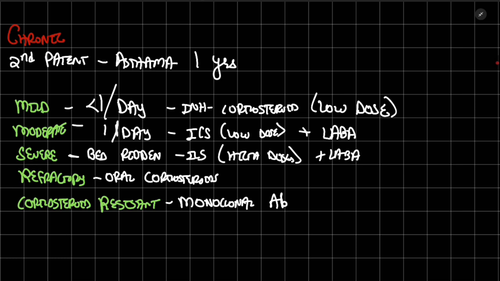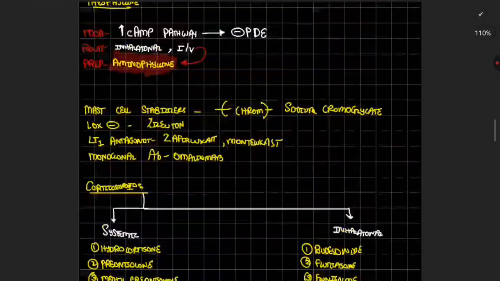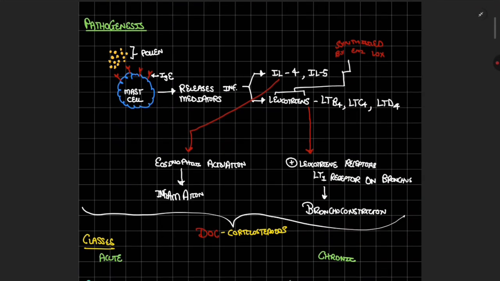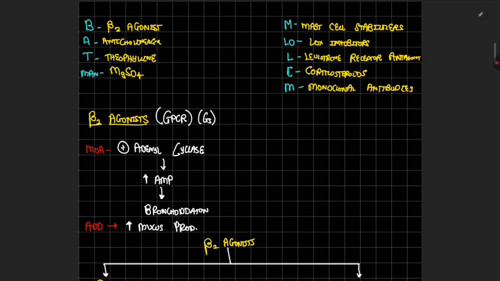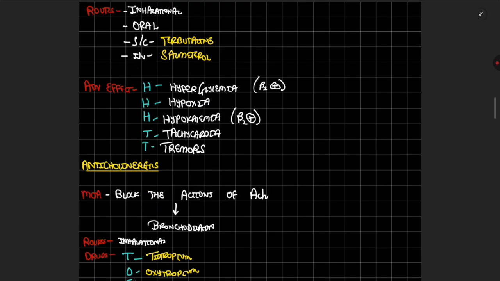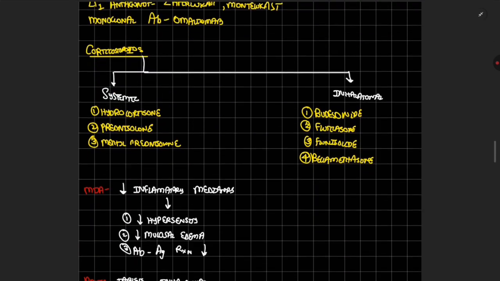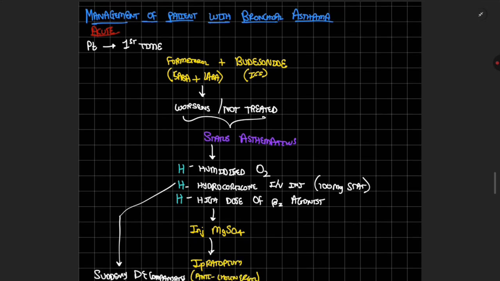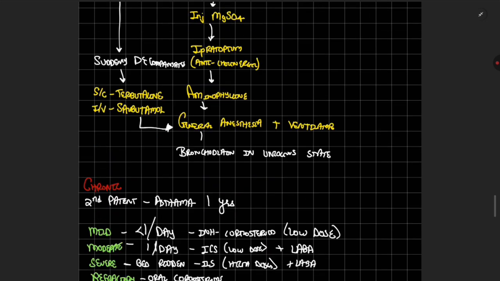To sum up the whole thing, we first started with the definition of bronchial asthma, then we saw the pathogenesis, side by side we saw the drugs, the classes of the drugs, then we saw the classes in individual aspects, then we saw the management of a patient of bronchial asthma in the acute stage and in the chronic stage.